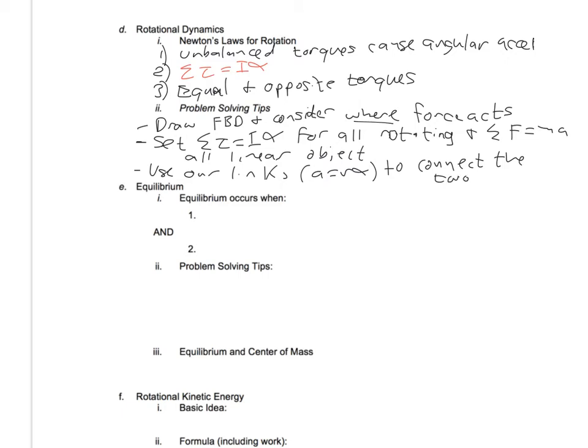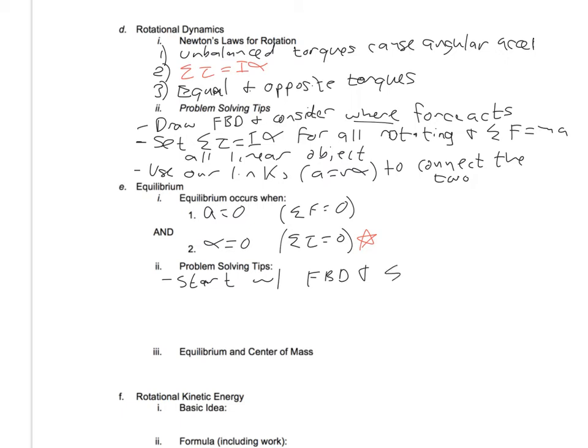All right, moving on to equilibrium. These situations where the object's not moving, so equilibrium occurs when our acceleration is 0, which means sum of the forces equals 0, and this is our new one in the rotational world. Angular acceleration also equals 0, so the sum of the torques equals 0. And usually this is going to be the more useful thing.